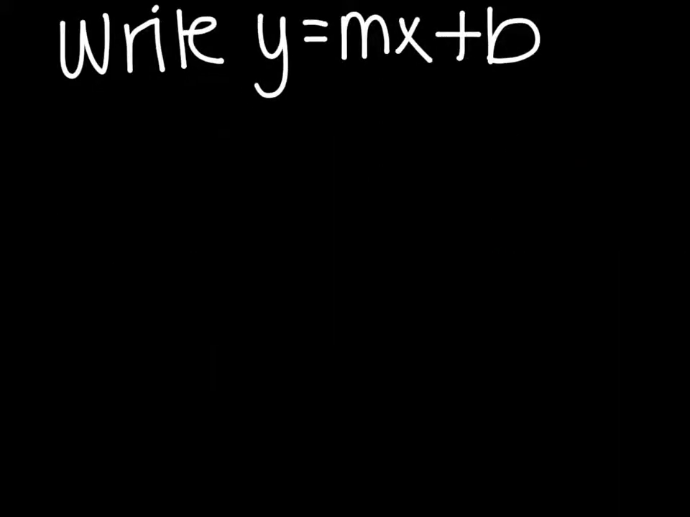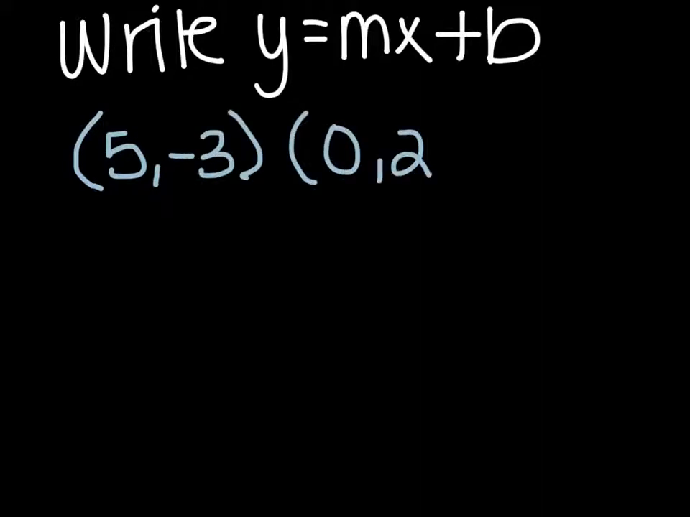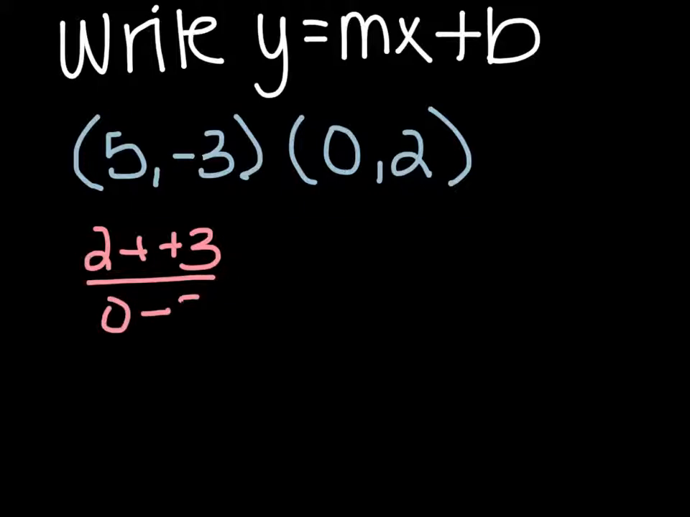So let's say this time you're given two ordered pairs. So maybe you're given the ordered pair 5, -3, and then 0, 2. Remember that your goal is to replace m, the slope, with a number, and b, the y-intercept, with a number. So this time I'm actually not given the slope, but since I'm given two ordered pairs, I have enough information to find it. So to find the slope, I could do 2 minus -3, which becomes plus positive, over 0 minus 5. So I end up with 5 over -5, which would give me a slope of -1.